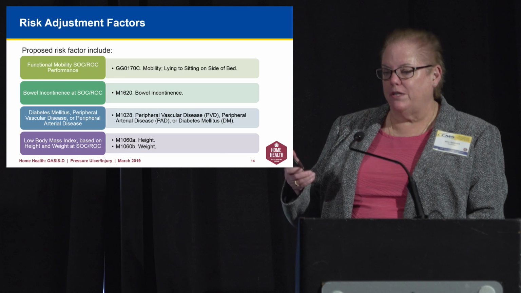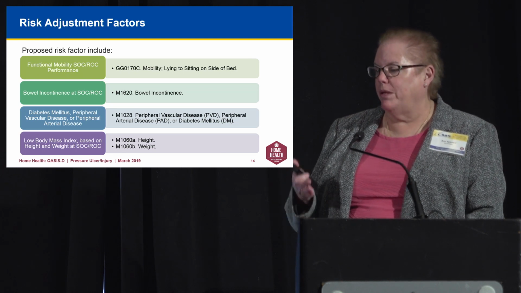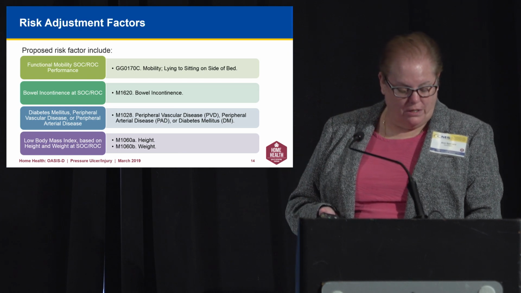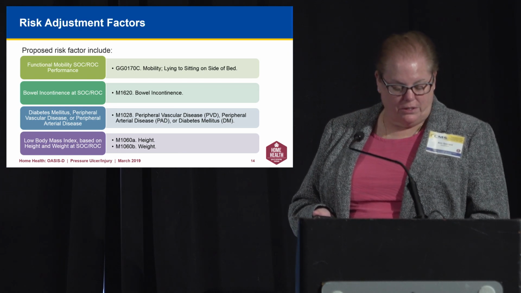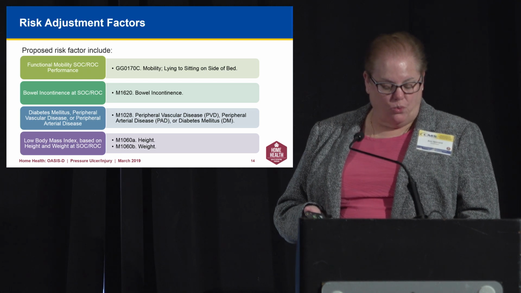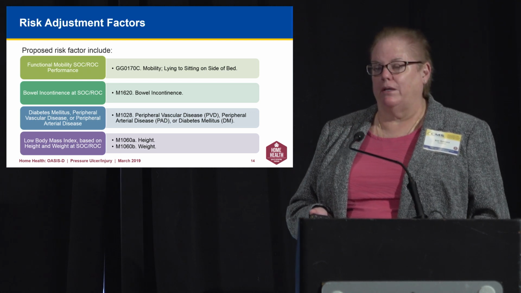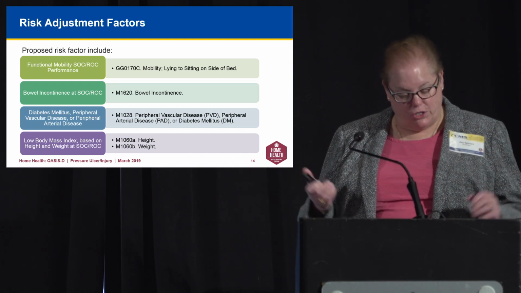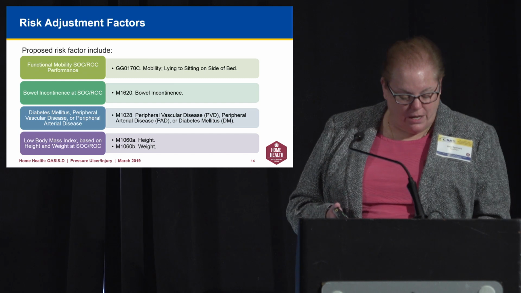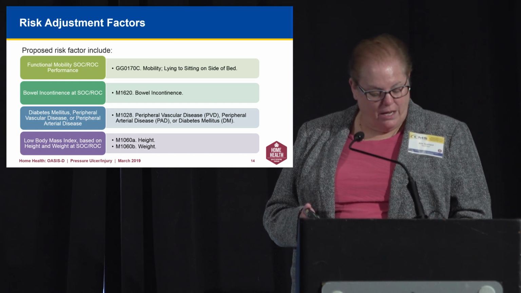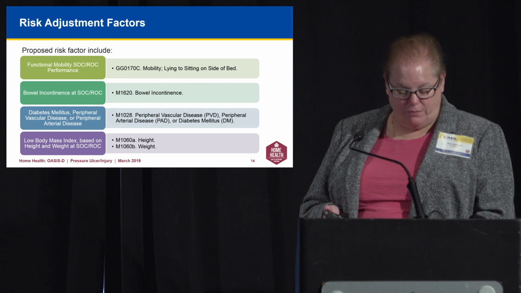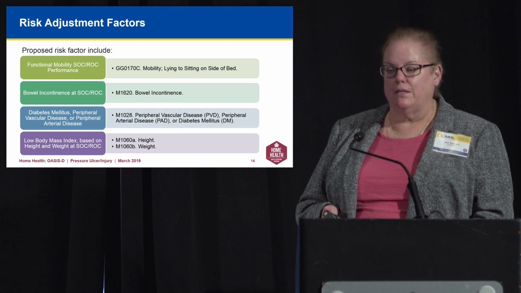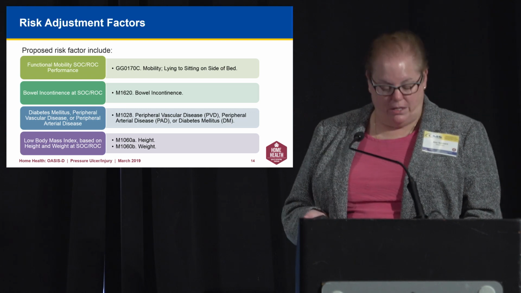So if someone has more difficulty in doing that, makes sense, right? It's probably a functional mobility issue, so they are at higher risk. Bowel incontinence on the SOC/ROC, M1311, at least occasional bowel incontinence, puts someone at higher risk. And that makes sense if you're a clinician. If the person in M1311 is checked off as having peripheral vascular disease, peripheral arterial disease, or diabetes, it makes sense. They're at higher risk.